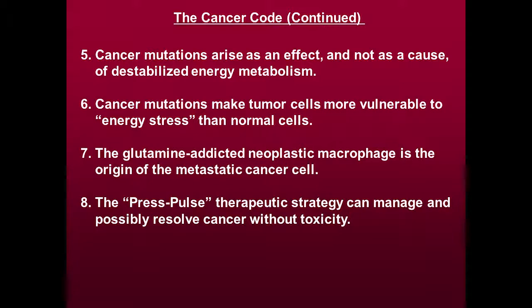Glutamine-addicted neoplastic macrophage or fusion hybrid is the origin of the metastatic cancer cell. These cells naturally have the capacity to enter and exit tissues, live in the bloodstream, and suppress the immune system. This is the cell that we're dealing with. These cells evolved to live in hypoxic environments. They're tough cells to kill. The press pulse therapeutic strategy is going to possibly manage and possibly resolve the disease, as I'll explain to you.